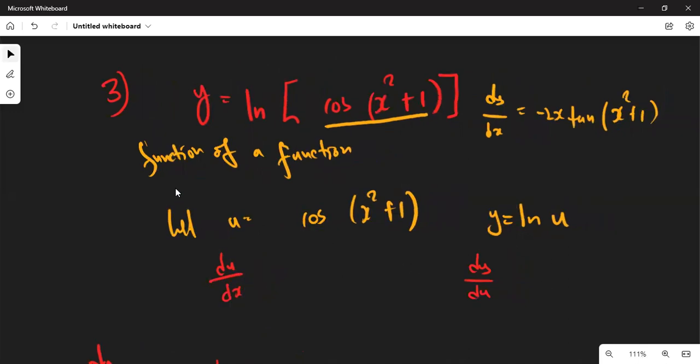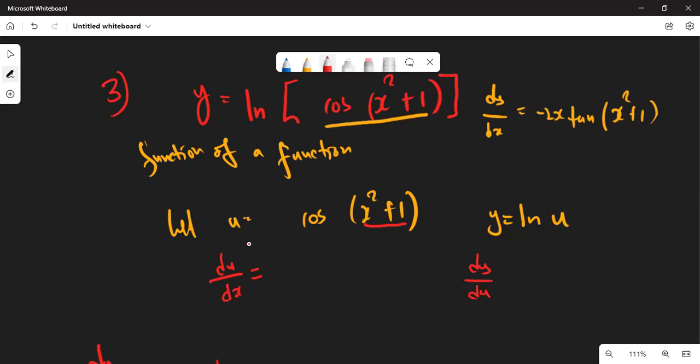So what are you going to do in this case? Let's just differentiate cos squared x plus 1. This is going to be a function of a function again. But in this case, guys, just find the derivative of this. It's an easier way. Just find the derivative of what? Of the bracket, which is this x squared plus 1.